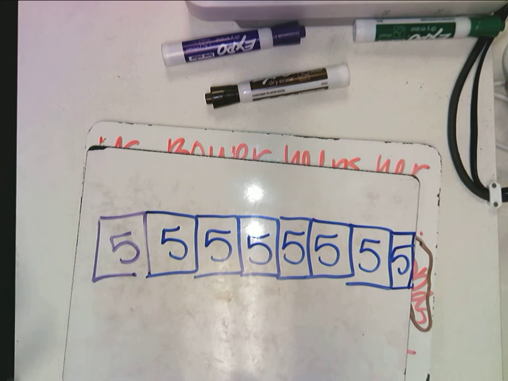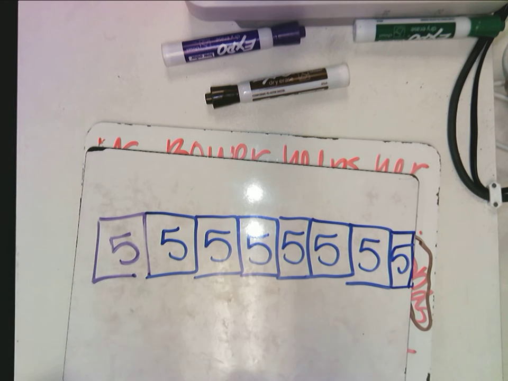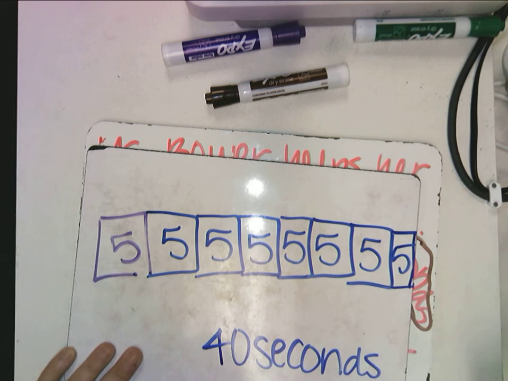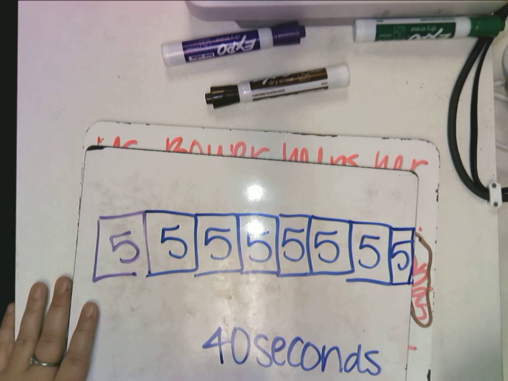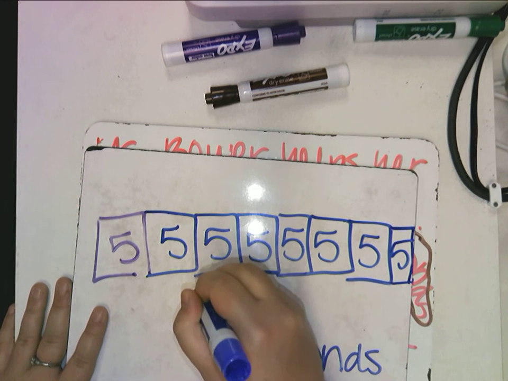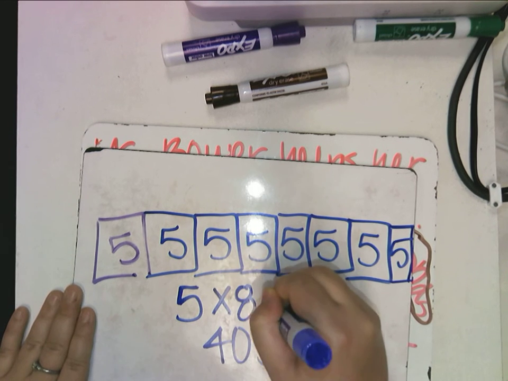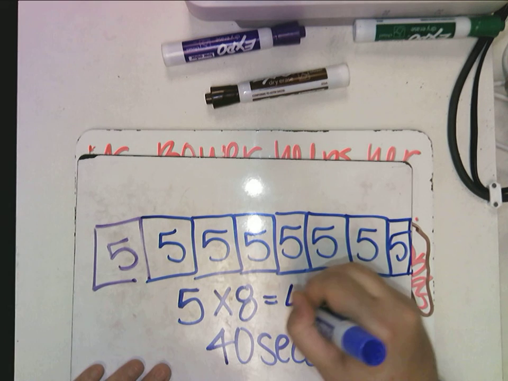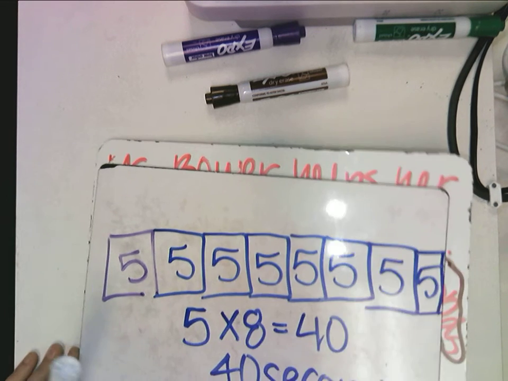Now I'm going to skip count to find my answer. 5, 10, 15, 20, 25, 30, 35, 40. There's my answer. It takes 40 seconds for her to tie 8 shoes. Now we want to expand on this and write the multiplication sentence. We would write 5, because there's 5 in each box, times 8, because there's 8 boxes, which gets you a total of 40 seconds. That's our application problem. It takes her a total of 40 seconds.